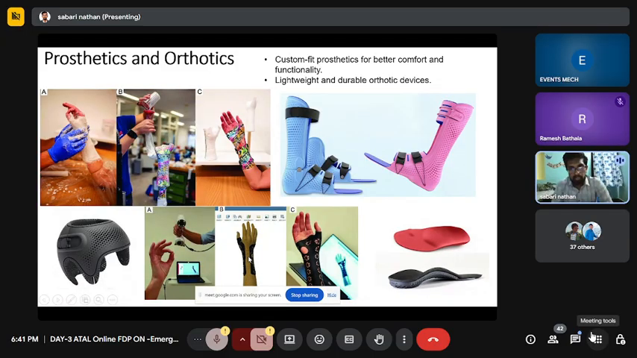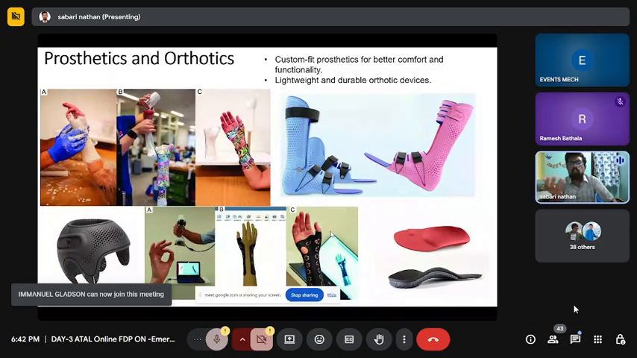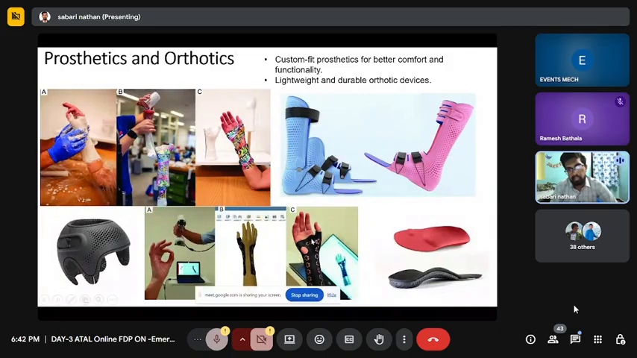After making these models, we will put them into some peculiar software. We call it nTop, Grasshopper, and we are using a lot of software for making lattice structures embedded in these kinds of prosthetics. After adding these structures, we will put them into the printer, and we will print the samples. So this is the simplest method for making prosthetics and orthotics.